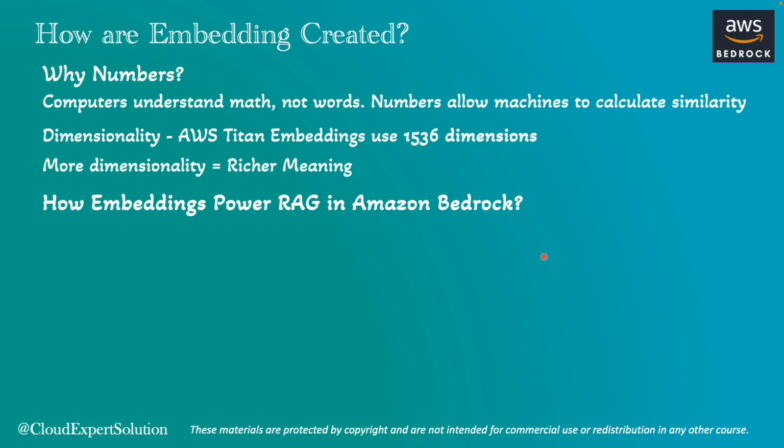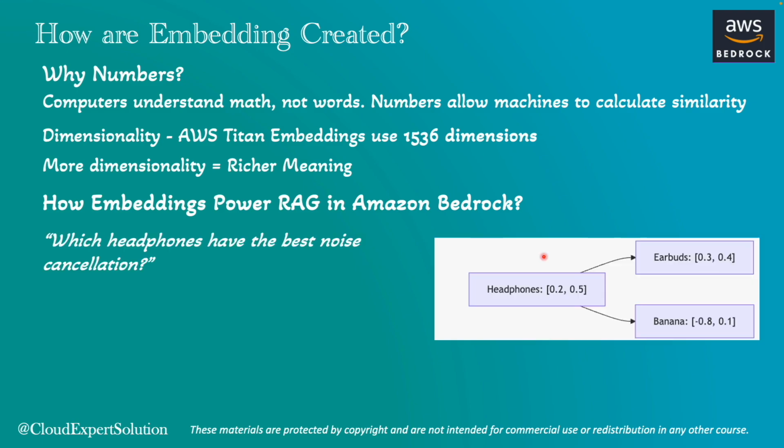Now let's review how embeddings power RAG in Amazon Bedrock. Let's understand using an example where a user asks which headphones have the best noise cancellation. Now in our previous example, since we used two-dimensional plots, the vector representations could be like this. Headphones has this coordinate, whereas earbuds has this coordinate, and maybe fruits like banana has this coordinate. Now the distance between these two words is less compared to headphones and banana because those are two unrelated topics.